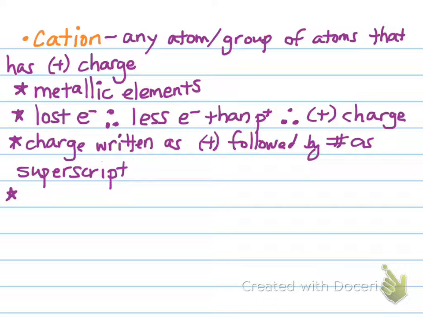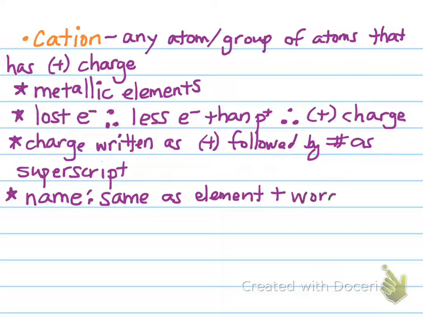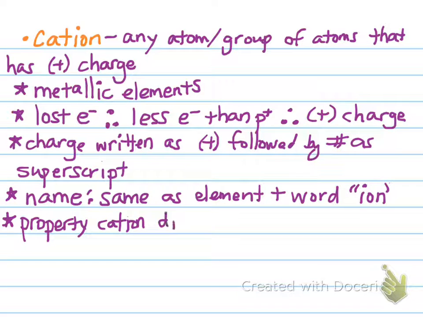In terms of naming a cation, remember we've touched on this a little bit. It is the same as the element plus the word ion. And keep in mind that the properties of a cation are different from the neutral atom.